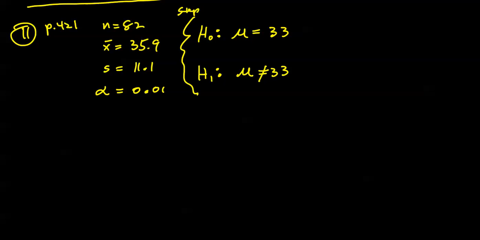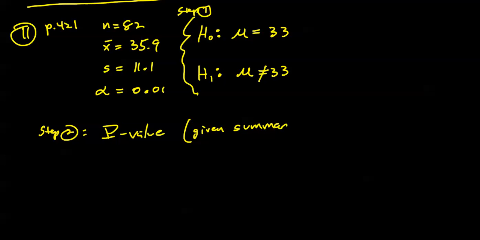We stated the hypotheses, right? Step 2. Compute the p-value. Cap P-value. Alright, to compute the p-value, well, we were not given raw data. We are given summary statistics data. So our input mode is going to be in the stats mode.